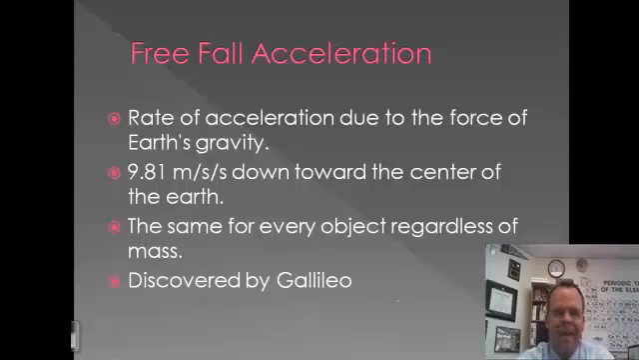The acceleration of any falling object, when we do not include air resistance, which will not be included in most of the problems that we cover in this course. You can assume that air resistance is not included unless it is otherwise stated. So the acceleration will always be 9.81 meters per second squared towards the center of the Earth any time that an object is falling, when that is the only force. This is the same for every object regardless of mass, and this was first discovered by Galileo.